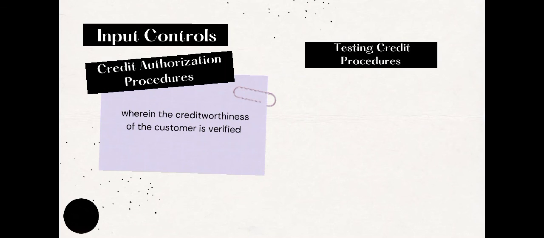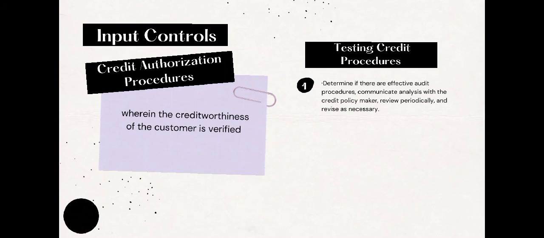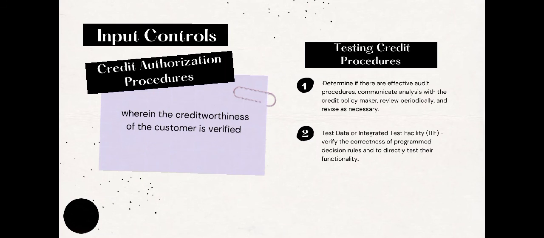This responds to the valuation, allocation, and accuracy assertion. So first is to determine if there are effective audit procedures, communicate analysis with the credit policymaker, review periodically, and revise as necessary. Auditors may also use test data or an integrated test facility where dummy accounts are created to test if they are rejected or granted by the system when they exceed the program credit limit.